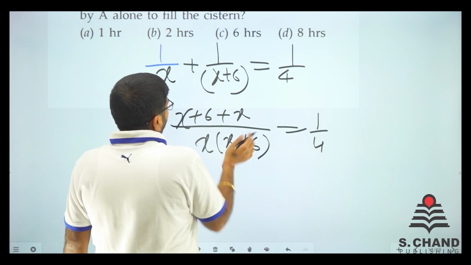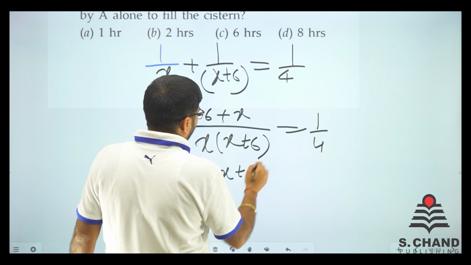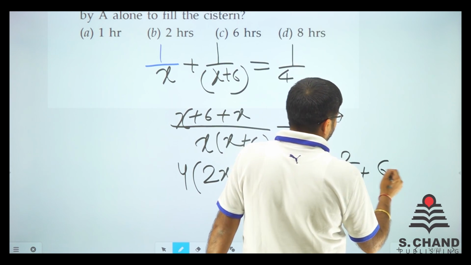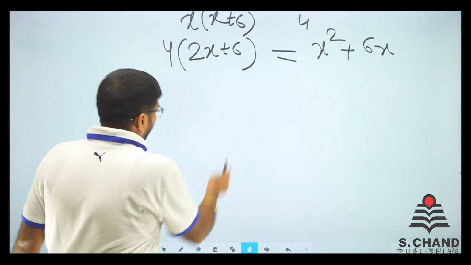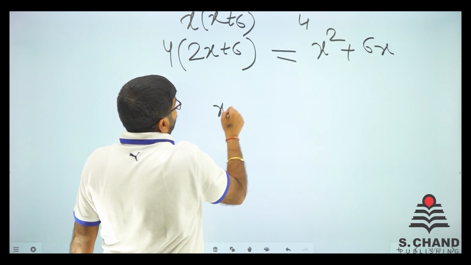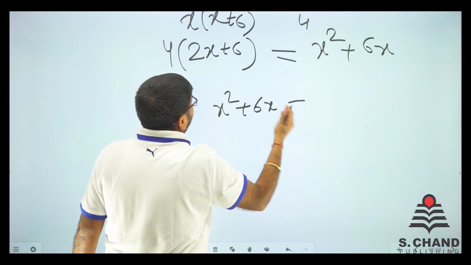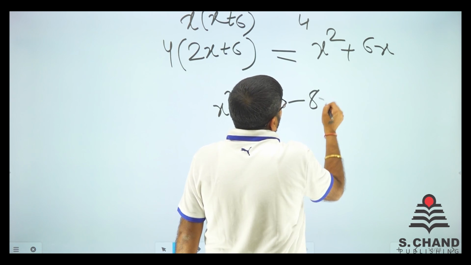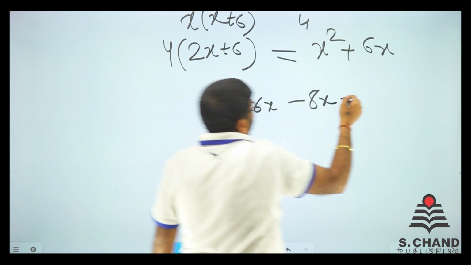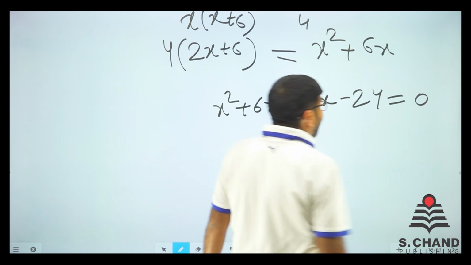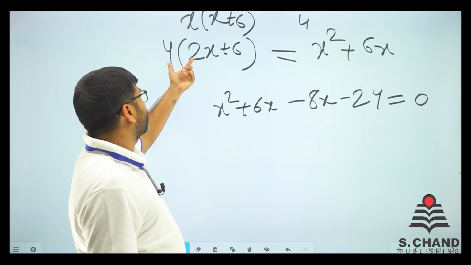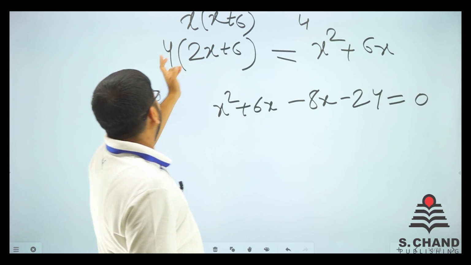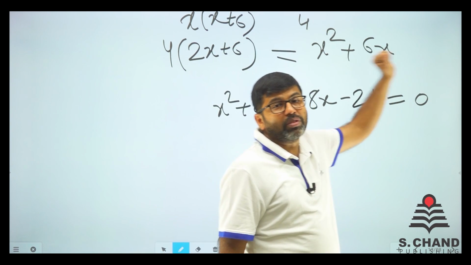Just cross multiply. We got 2x plus 6 into 4 here, and we have got x square plus 6x here, right? So just calculate this. We'll put that here: x square plus 6x. Now this goes there. So 4 into 2 is 8x, so minus 8x, and 4 6s are 24, so minus 24 is equal to 0. Why is it equal to 0? What I did was just calculate this. 2 into 4 is 8x. This 8x goes there with minus 8x. Now 6 into 4 is 24, so this 24 goes there with minus 24.